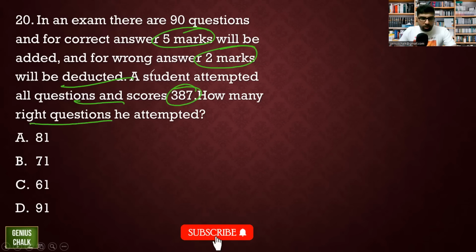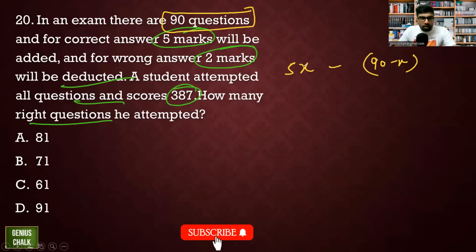You can solve this question using different methods. Let's say total are 90 questions. Let's say if X questions are correct, then I can say 90 minus X are incorrect. For every correct question, you are getting 5 marks. So total marks you will get is this. And for every incorrect, 2 marks will be deducted. So for 90 minus X questions, it will be minus 2. And the overall score is coming out to be 387.